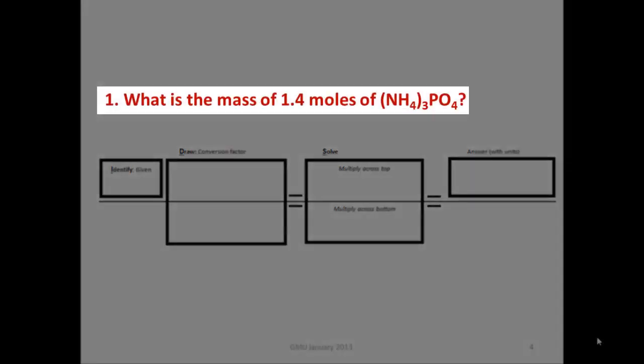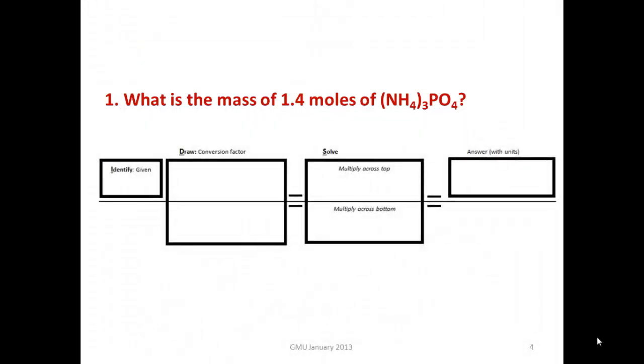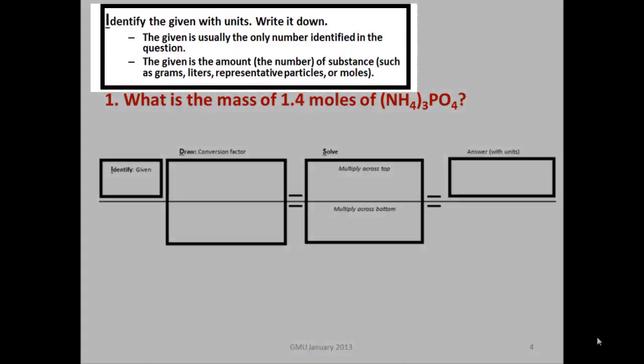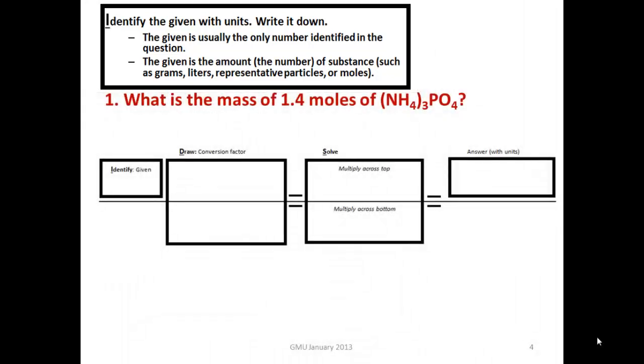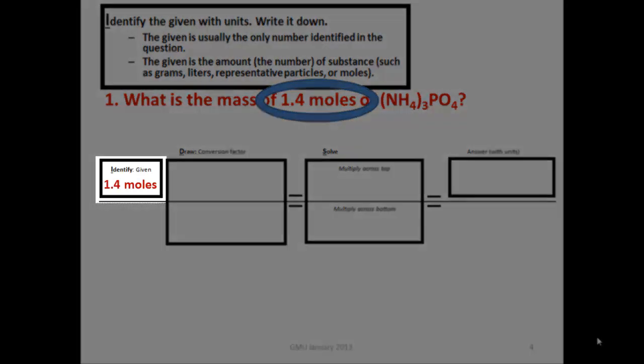Our first question is, what is the mass of 1.4 moles of (NH4)3PO4, ammonium phosphate? First, we identify the given with units and write it down. What's the given in this question? It's the only number in the question. 1.4 moles. And we'll write that in the identify given box.